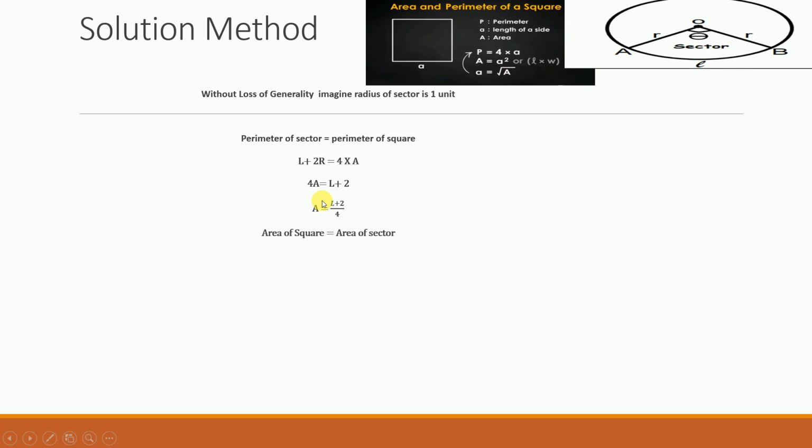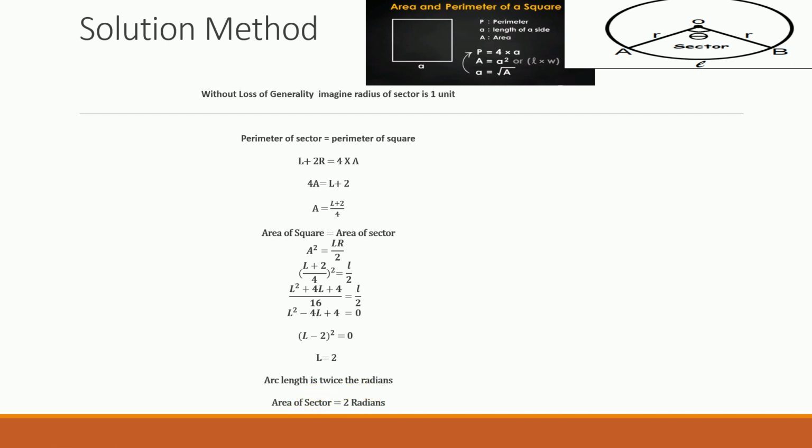Next, area of sector is equal to area of square. A squared is LR by 2. L plus 2 whole squared by 16 is L by 2. After simplification, we are getting L minus 2 whole squared is equal to 0, which gives us L is equal to 2. Here also, arc length is twice the radius, hence angle of sector is 2 radians. So, in both the ways, we have proved that angle of the sector must be 2 radians.